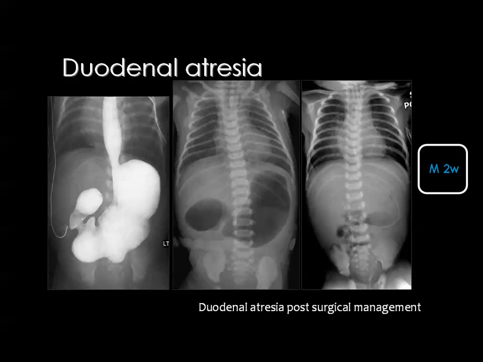Then after surgery to correct this abnormality, you can identify the presence of air in the distal small bowel.